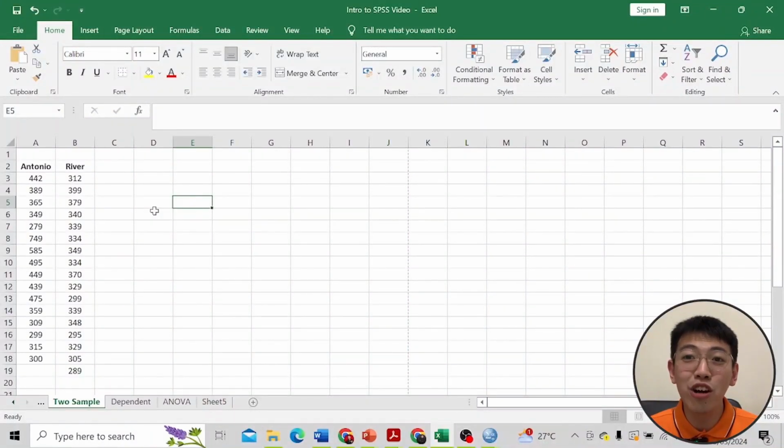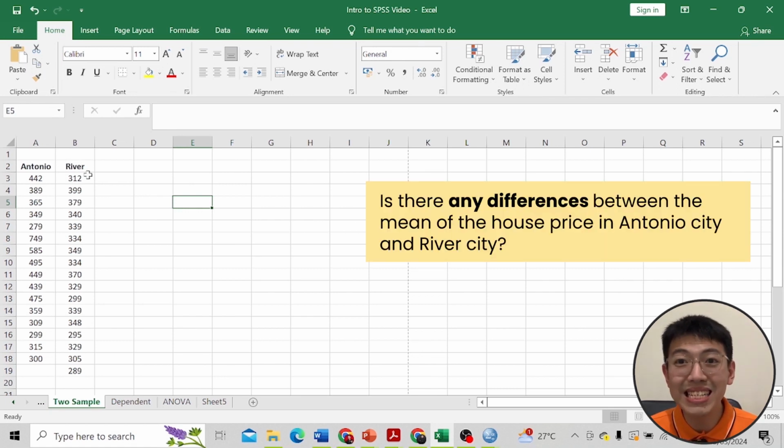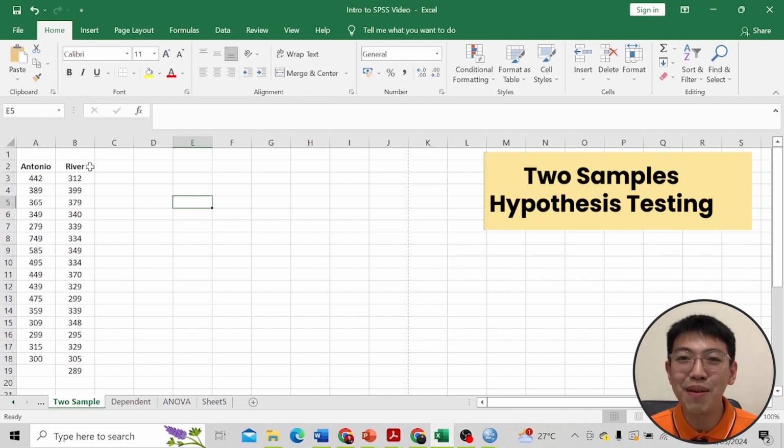So, let's start. I have the data of the house price in $1,000 in Antonio City and also in River City. I want to know whether there is any difference between the mean of the house price in Antonio City and River City. So we can use two-sample hypothesis testing. We don't know the population standard deviation, so of course we will use the t-test.